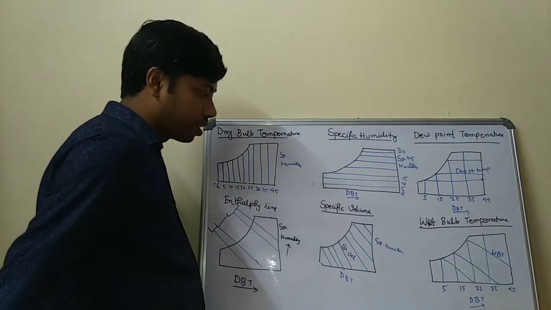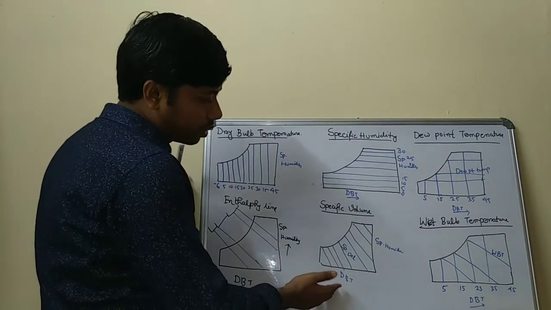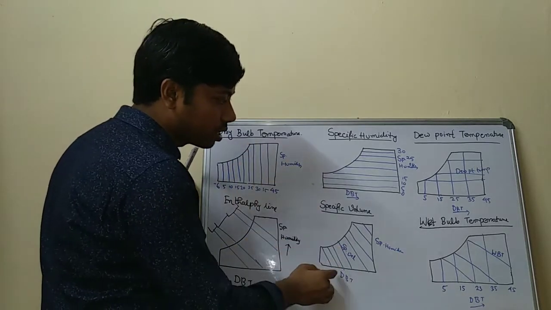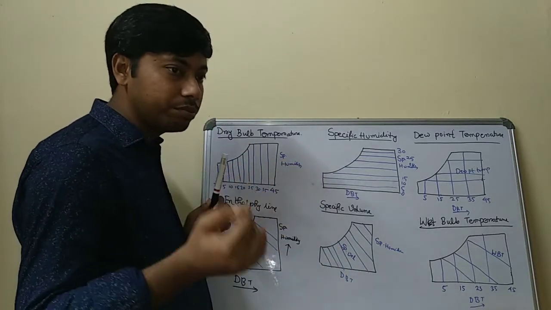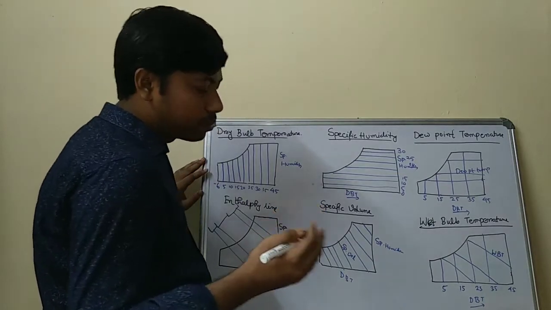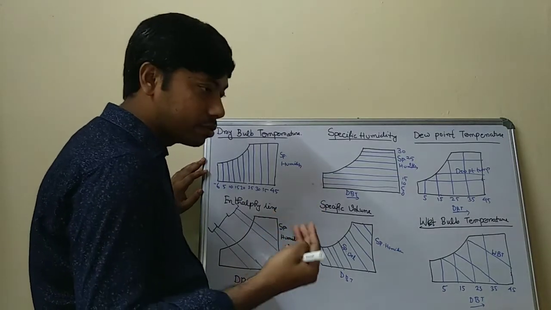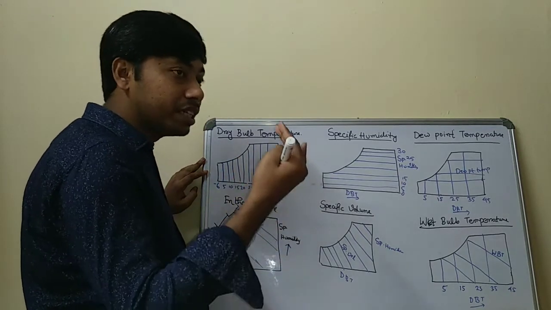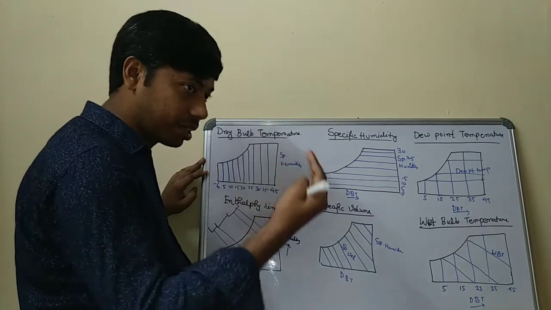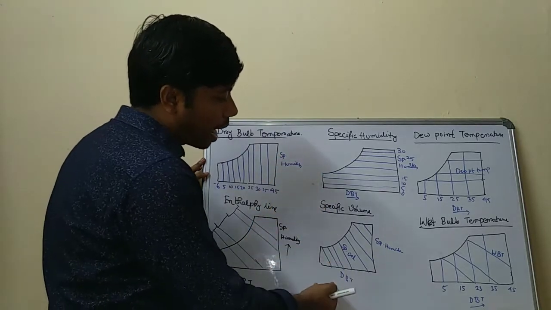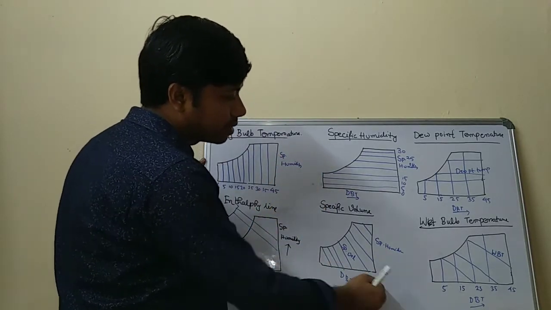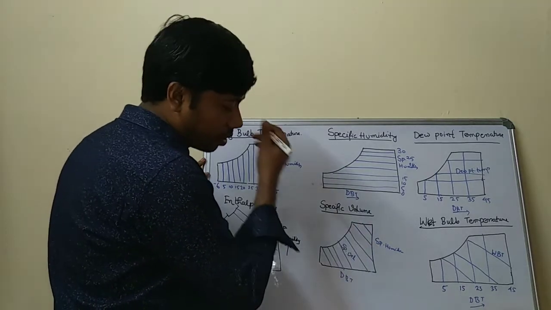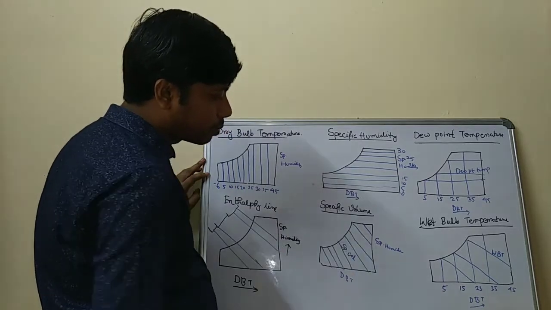Now specific volume. There are lots of other lines there, but you have to identify only the specific volume, which is indicated in meter cube per kg of dry air. As you know, the volume unit is meter cube, and since it is specific, it is meter cube per kg. This is your dry bulb temperature on the x-axis, and this is the specific humidity line on the y-axis. If you draw this inclined line, that line indicates your specific volume.